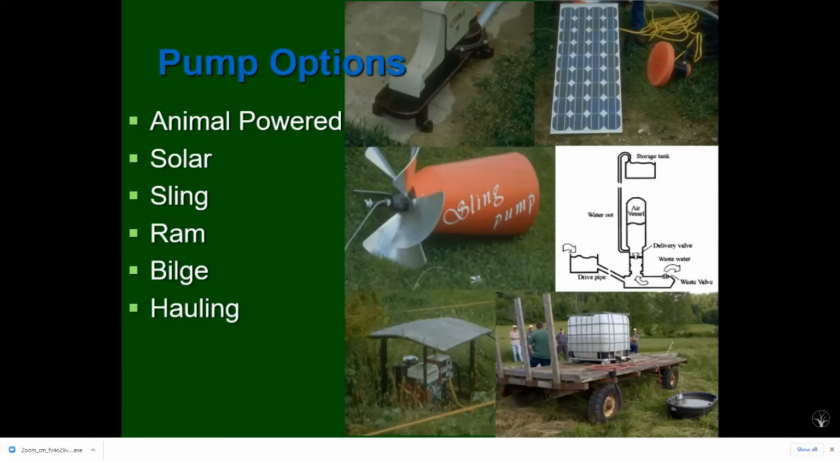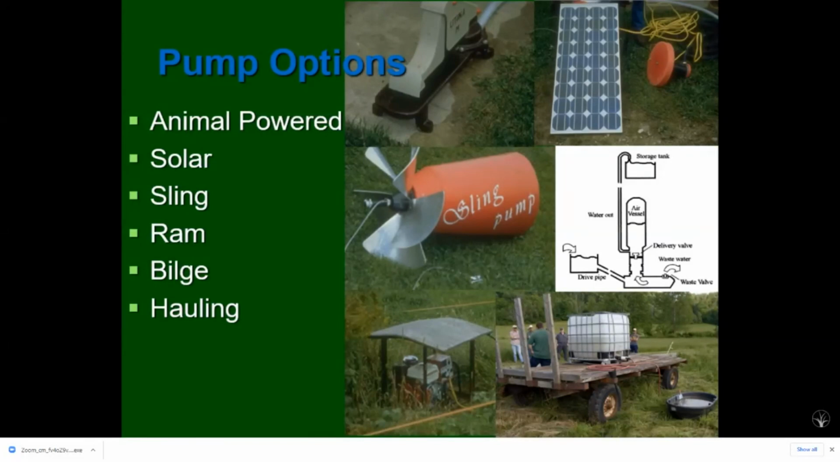And there are also ram pumps and bilge pumps and sling pumps. Those are all kind of site specific. In certain areas, they work great, and others not so well. So if you're interested in some other sort of pumping system, it's best to work with one of us to figure out what system works best for you.